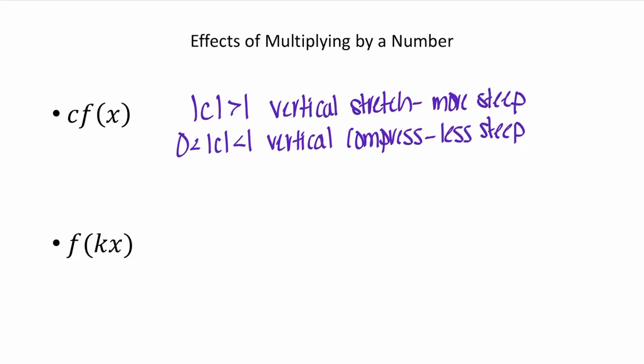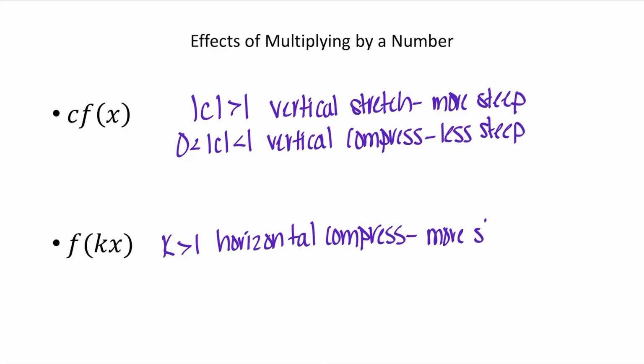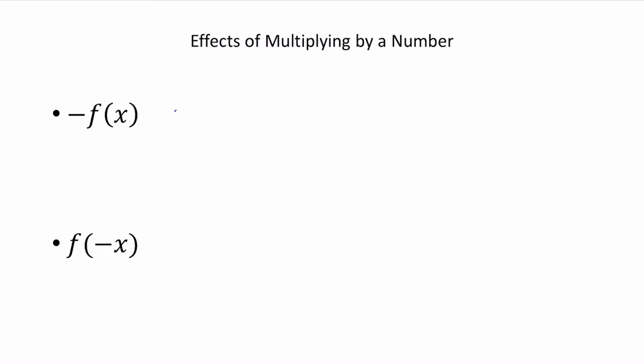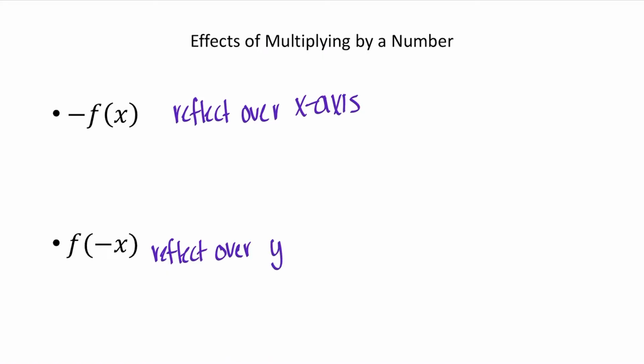If we have f(kx), and if k is bigger than 1, the graph will be horizontally compressed, which means the graph will be more steep. If k is less than 1, the graph will be horizontally stretched, which means the graph will be less steep. If we have negative f(x), that graph will be reflected over the x-axis. If we have f(negative x), the graph will be reflected over the y-axis.